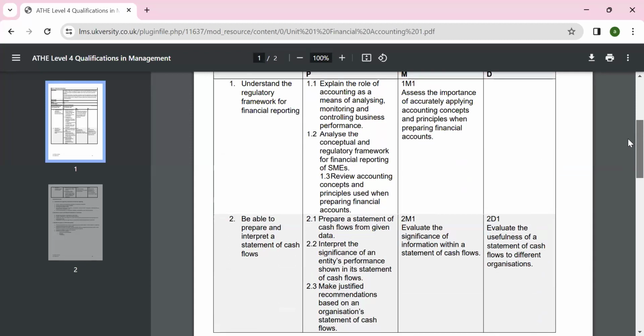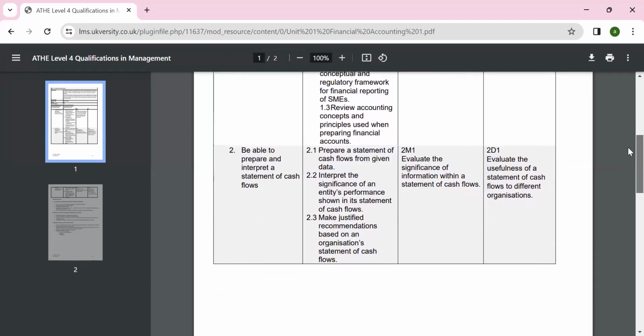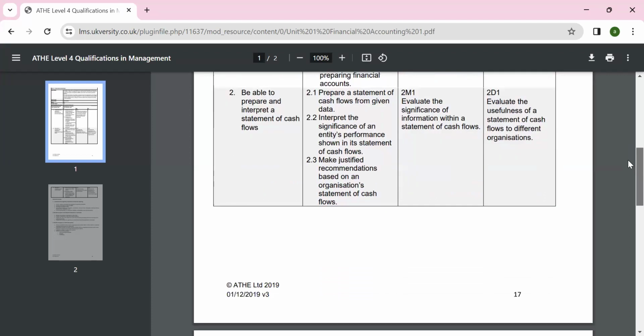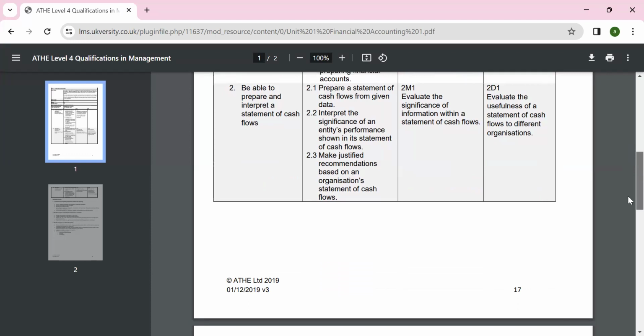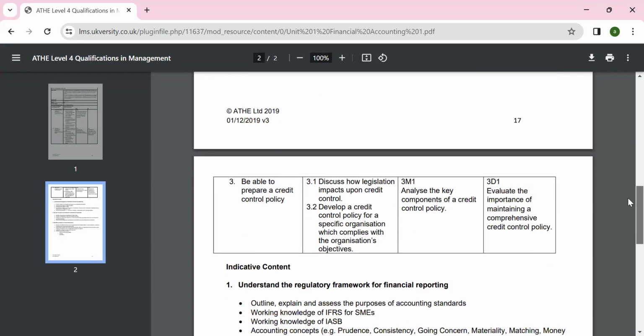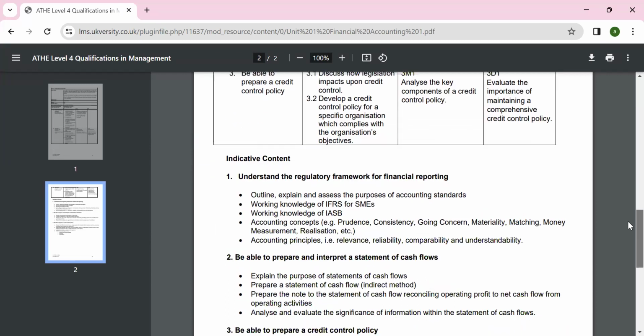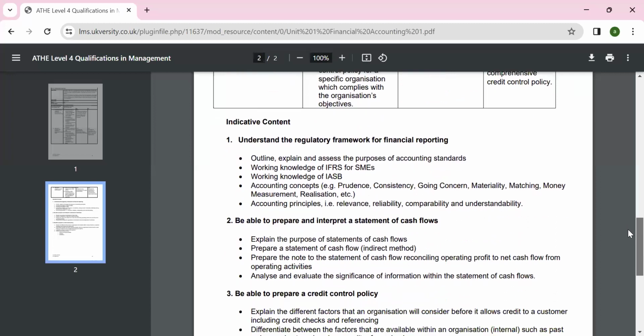That's our lesson one. Lesson two: be able to prepare and interpret the statement of cash flow. We'll discuss the statement of cash flow, three activities: operating, financing, investing, and that will be in our lesson two. Lesson three will be able to prepare the credit control policy, and we will go through how we can apply the credit control policy based on ratio analysis, based on the credit reference agency's role, and various other things, and we will go through the legislation. Each lesson we have indicative content of what we're supposed to learn.